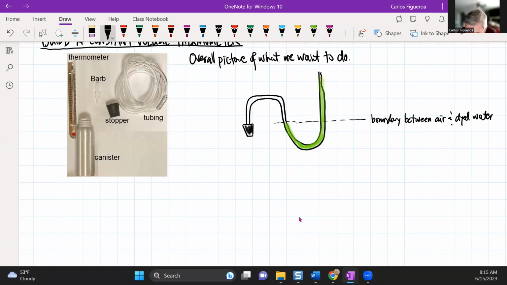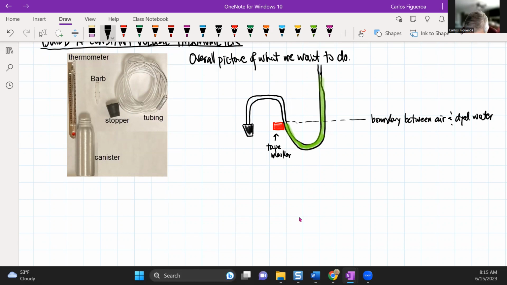Once I get all of the bubbles out, I'm going to take a little piece of tape and tape this guy right here, okay? And what this tape does is it just shows that boundary between the air and the water. So maybe I should call this a tape marker. Now I'm going to shove the stopper into a container of water.